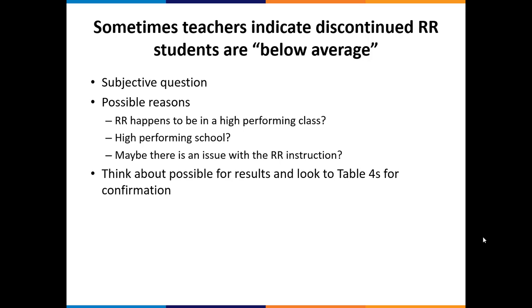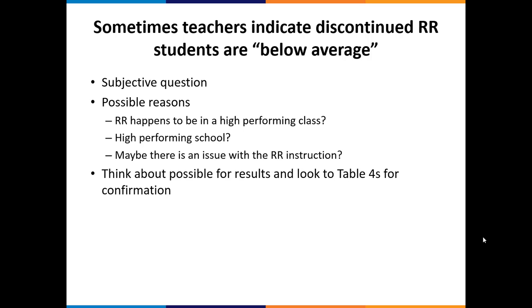There could be more. Like the first two here, maybe the Reading Recovery child happens to be in a high-performing class or in a high-performing school. In this way, yes, the Reading Recovery child does seem below average compared to their peers because they are in a high-performing class or school. It could also be an indicator that there is an issue with Reading Recovery instruction in that school, and it's something you have to look into. I think this is something that needs to be considered, because Reading Recovery is about continuous improvement and evaluation.